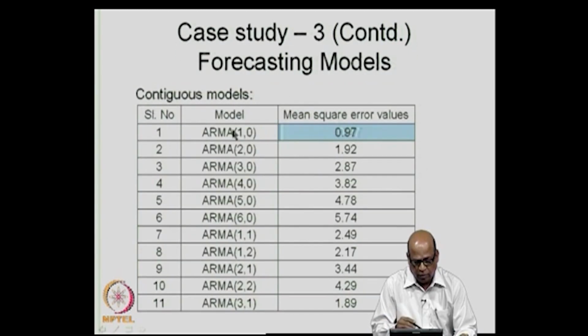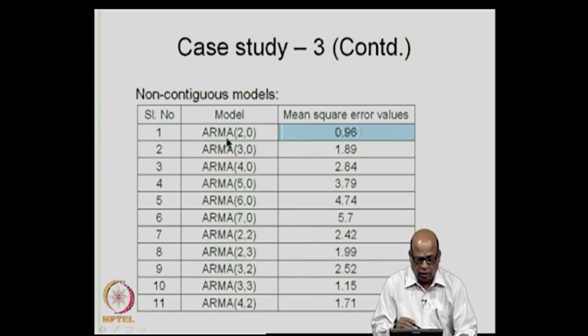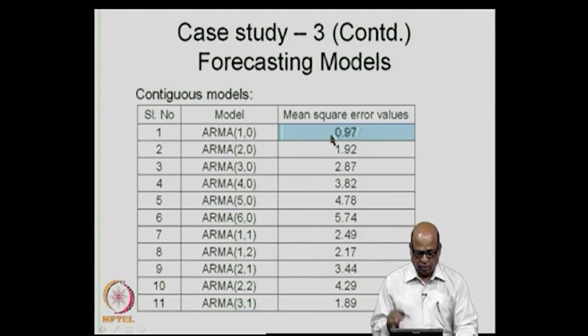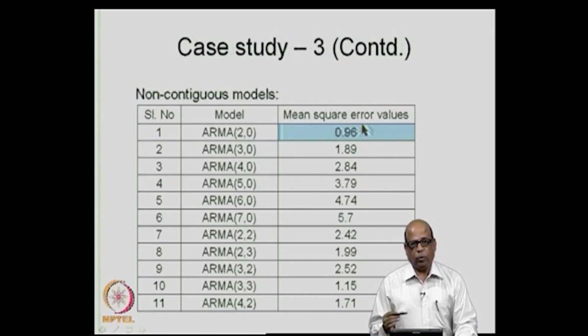Similarly, for the forecasting model, we chose the model that gives the minimum mean square error. In this particular case, it was the ARMA 10 or AR1 model, and for the non-contiguous model it comes out to be the ARMA 20 model. Again, the second term in this case will correspond to the 12th lag. So, the ARMA 20 non-contiguous model will be x t equals phi 1 x t minus 1 plus phi 2 x t minus 12. The 12th lag is considered here for the forecasting model. Both of these yield almost the same mean square error value. So, you can use one of the two, and as I said, we use the model which has fewer parameters. In this case it will be the ARMA 10 model.